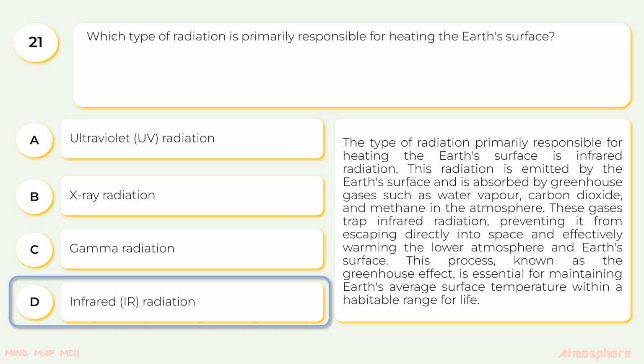This radiation is emitted by Earth's surface and is absorbed by greenhouse gases such as water vapor, carbon dioxide, and methane in the atmosphere. These gases trap infrared radiation, preventing it from escaping directly into space and effectively warming the lower atmosphere and Earth's surface. This process, known as the greenhouse effect, is essential for maintaining Earth's average surface temperature within a habitable range for life.